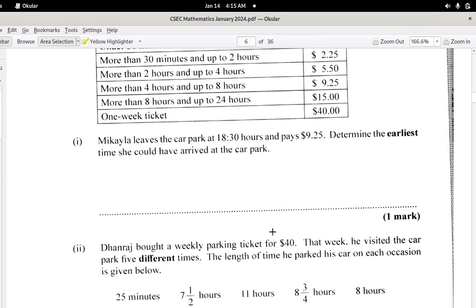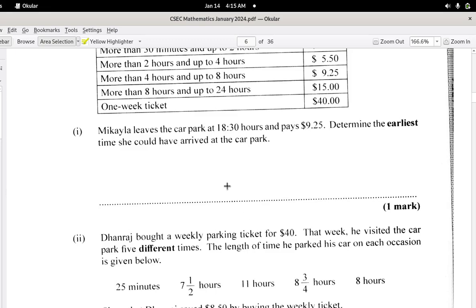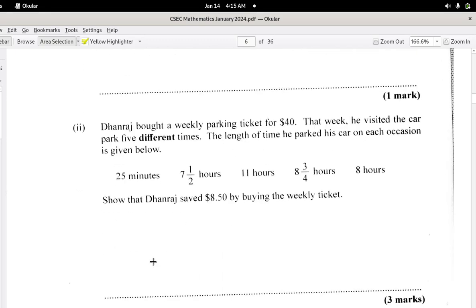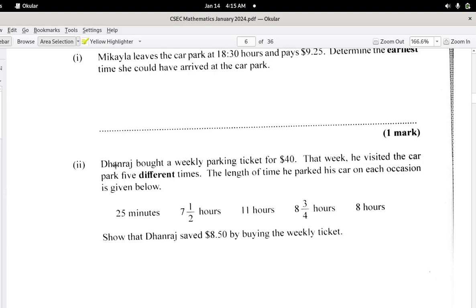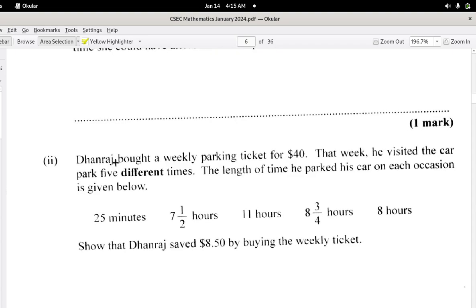Alright, let's see what happens here after this. Alright, how do you pronounce his name now? Let me assume the H is silent and say it's Dan Raj, or maybe the J is silent, but Dan Raj bought a weekly parking ticket for $40. That week he visited the car park 5 times. The length of time he parked his car on each occasion is given below. Show that Dan Raj saved $8.50 by buying the weekly ticket.